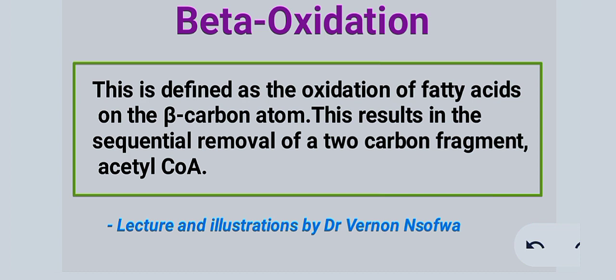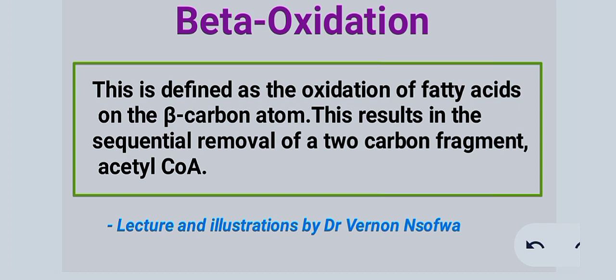Now, when does beta oxidation take place? It takes place when we want acetyl-CoA in the body. In other words, it takes place during prolonged starvation, because during prolonged starvation, we don't have glucose. So the body will start using fat acids to produce acetyl-CoA.